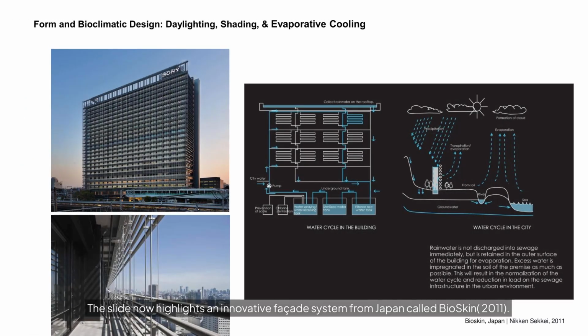The slide now highlights an innovative facade system from Japan called BioSkin, 2011. The images illustrate how this high-tech cladding uses water to cool the building. Rainwater is collected, stored, and then pumped through a network of thin, porous ceramic pipes that run down the building's exterior, those ceramic tubes you see in the photos.